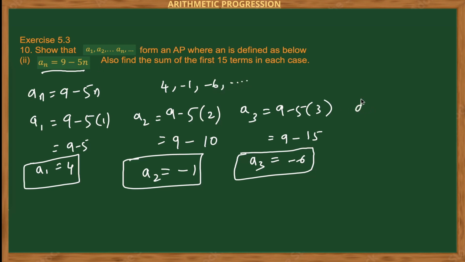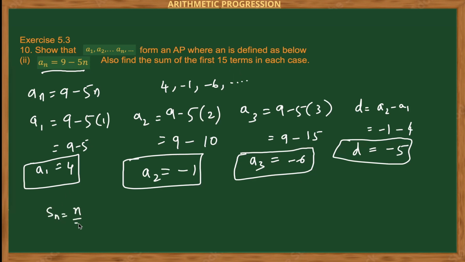So let's find the d. a2 minus a1. What is a2? a2 is minus 1 minus 4. So it becomes minus 5. d is minus 5. Okay, so we now have the known things, and let's find the 15th term sum of this sequence. Sn is equal to n by 2 into 2a plus n minus 1 into d.